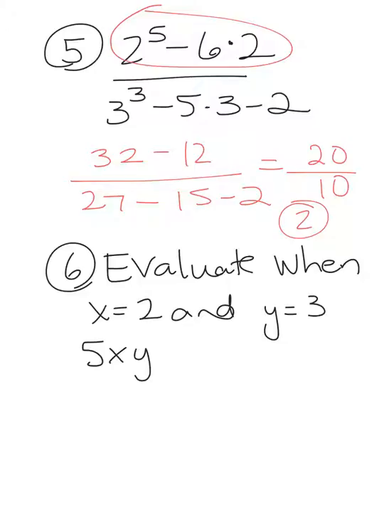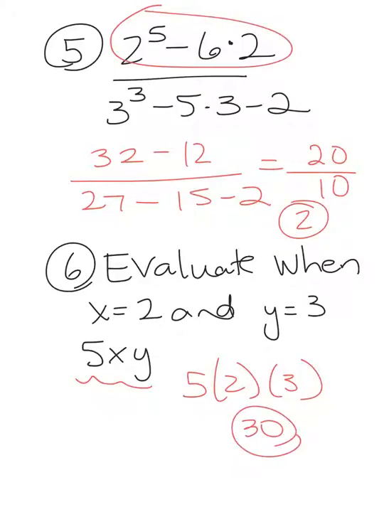For number 6, it says evaluate when x is equal to 2 and y is equal to 3. And we're looking at the expression 5 times x times y, 5xy. So I'm simply going to substitute. So 5 times 2 times 3. And now that I have all multiplication, I'm going to work left to right. So 5 times 2 gives me 10, times 3 gives me 30. That's my final value right there.